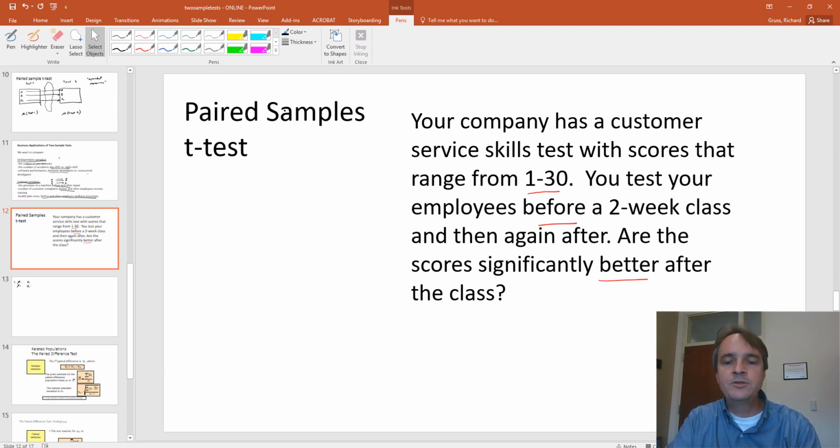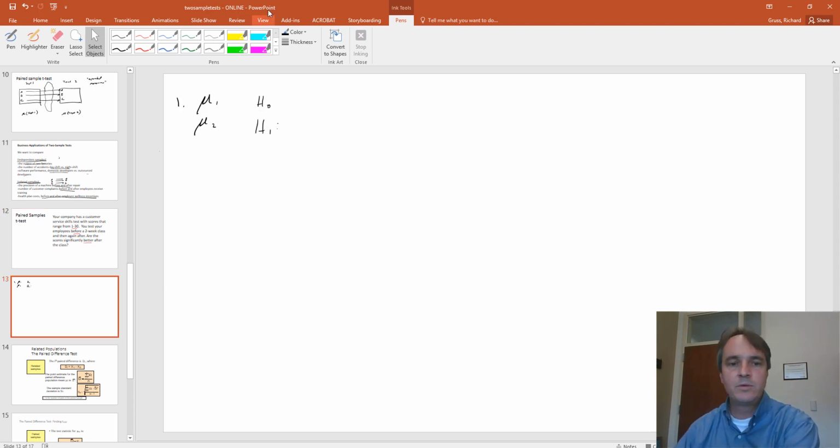Okay, so we're interested in looking at if the scores improved. So this time we do have a directional hypothesis. So we want to reject the opposite of that. So let's figure out what the opposite of that is after we write down that alternative. So the scores are better after the class. So we'll call mu1 before, and we'll call mu2 after. So this would mean that our alternative is that before is going to be greater.